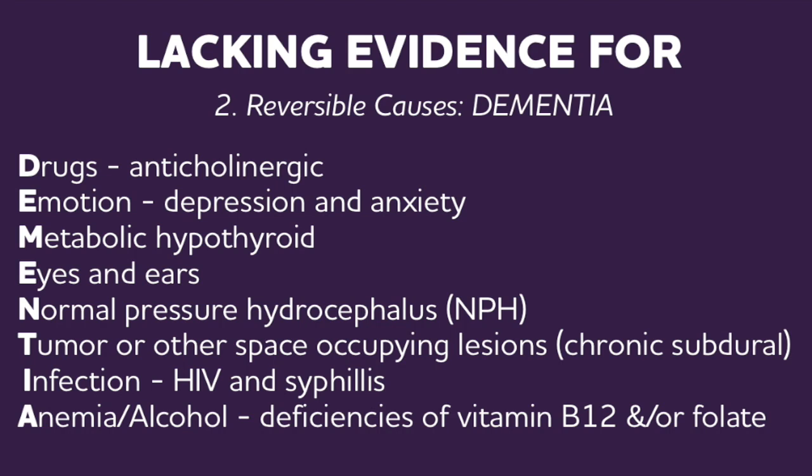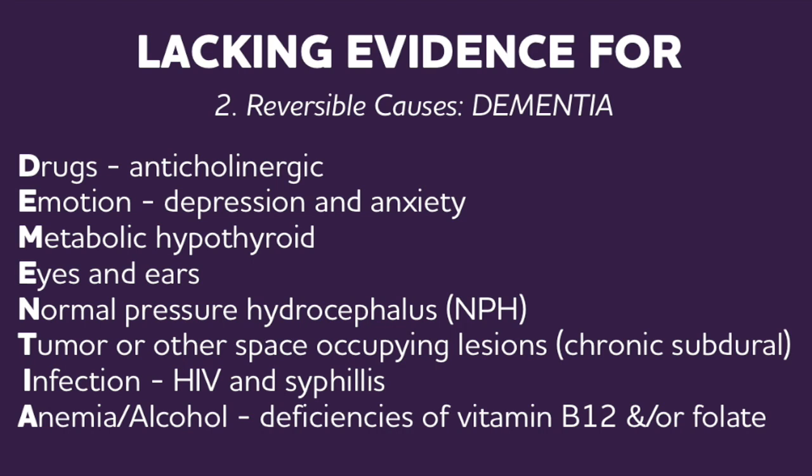Keep in mind that D, drugs, the anticholinergics, are the most common cause. E, emotional. Remember that both depression and anxiety can be problematic. M, metabolic abnormalities. The most common is hyperthyroidism. Eyes and ears. E. Do not forget about vision disturbance and especially hearing loss. Increasingly, we are learning that chronic hearing loss is playing a role in cognitive decline.